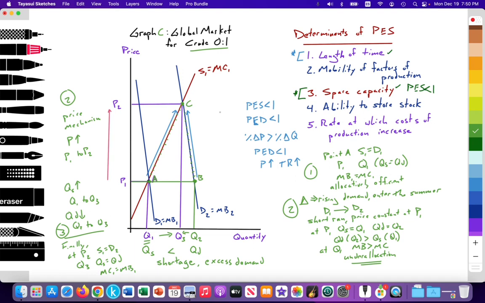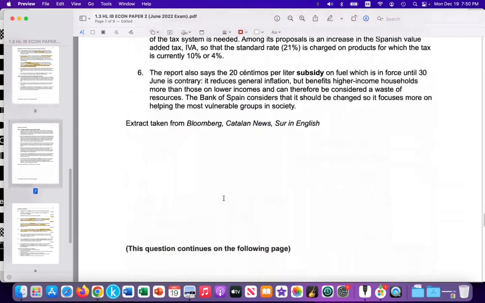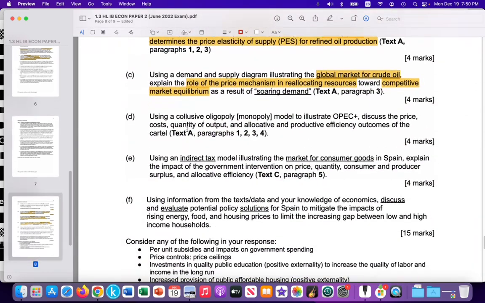In the next video, I'll continue down the exam until it's completed. The next question will look at using oligopoly, illustrating monopoly, and discussing allocative and productive efficiency and so forth within that model. So that's what we'll do in the next video.